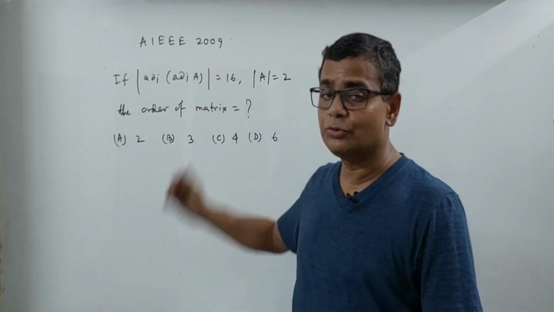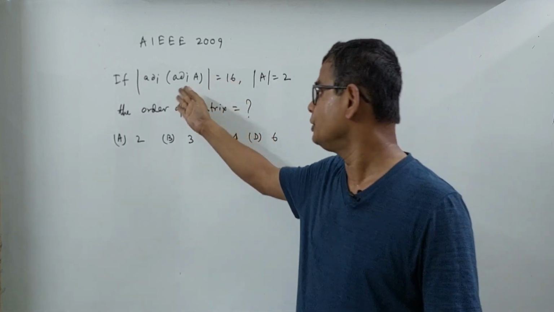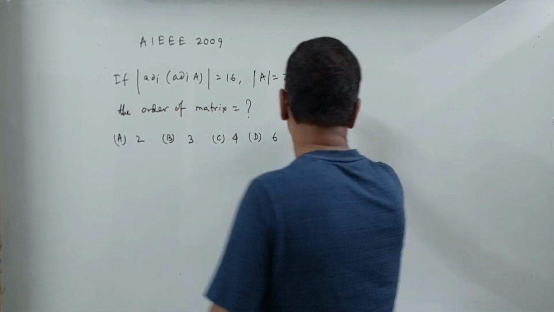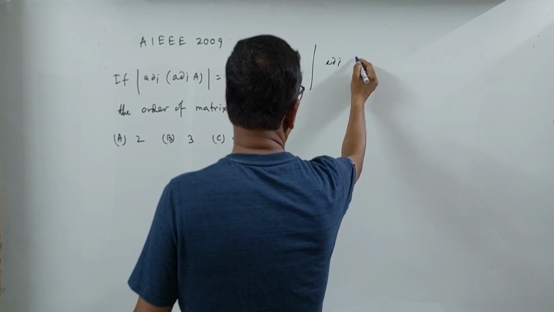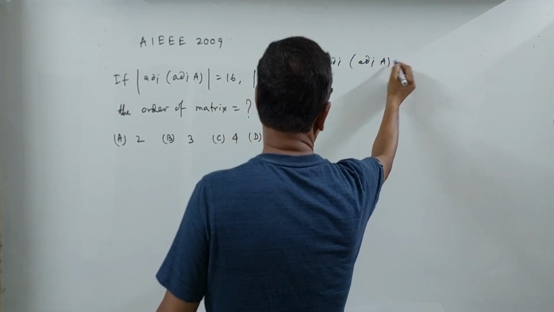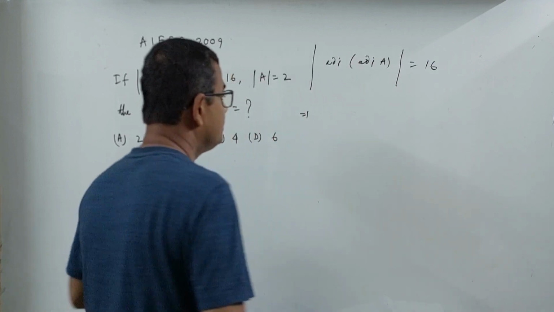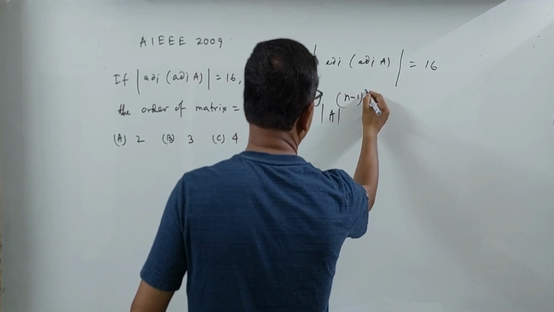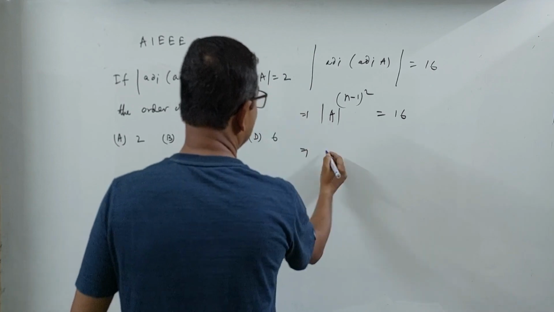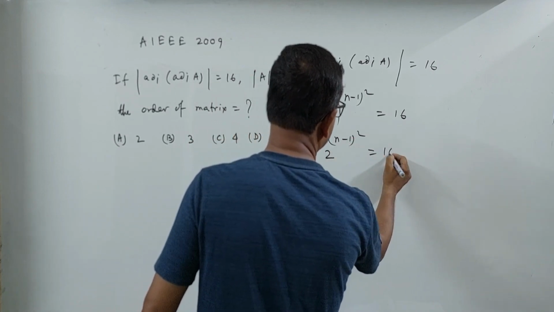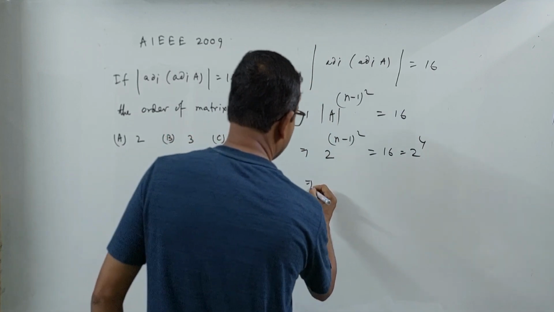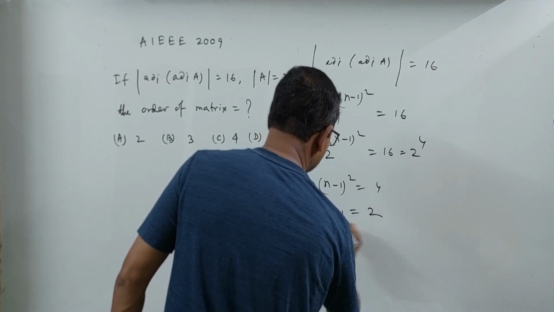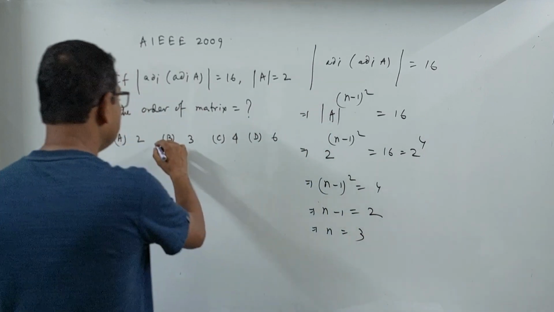A sum of AIEEE 2009: if determinant of adjugate A equals 16 and determinant A equals 2, then what is the order of the matrix? Determinant of adjugate A equals 16, it is given. So determinant of adjugate A equals determinant A to the power (n minus 1) square equals 16, and determinant A equals 2, so 2 to the power (n minus 1) square equals 16, that is 2 to the power 4. So (n minus 1) square equals 4, so n minus 1 equals 2 and n equals 3. So B is the right answer.